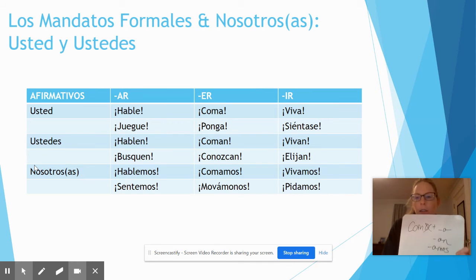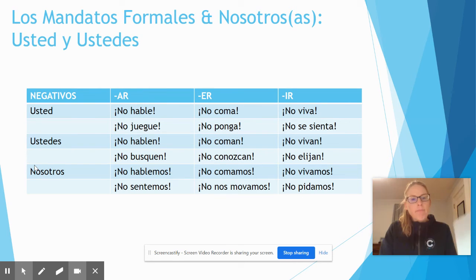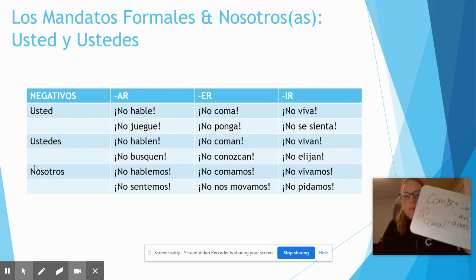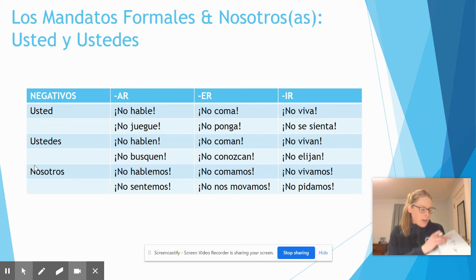Some examples here. What if they're negative? Then you put a no in front of it. Oh my God, now it's a negative command. No coma. Dios mío.